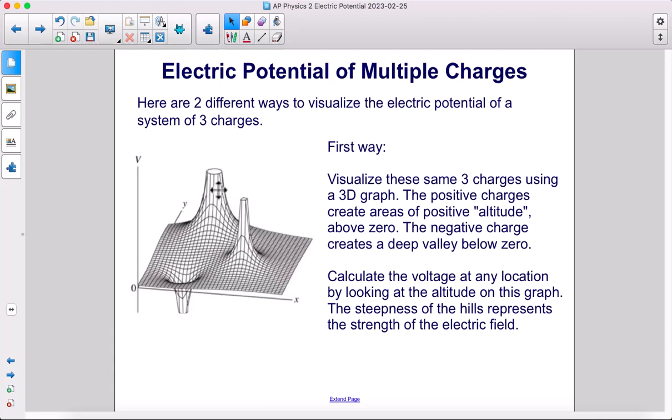Also, the steepness of the hills represents the strength of the electric field. So here, where the hill is very steep, that's a very strong electric field due to the charge up here creating it. Whereas over here, it's not very steep, right? So you can see that the electric field would not be as strong here.